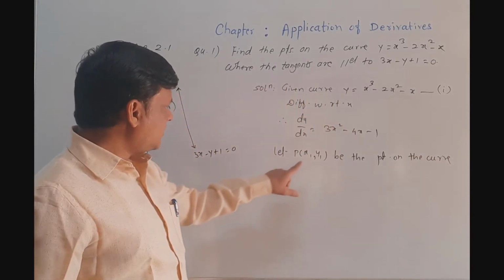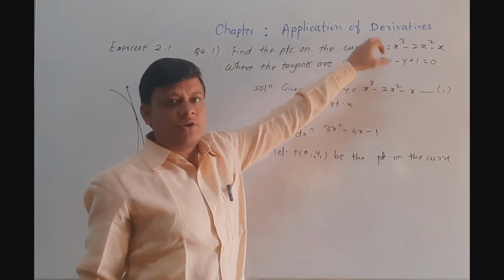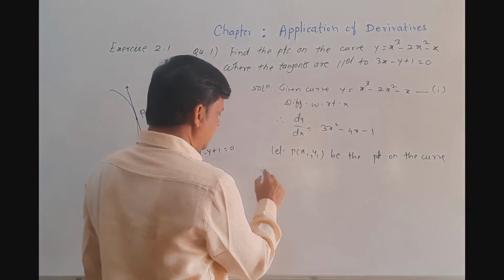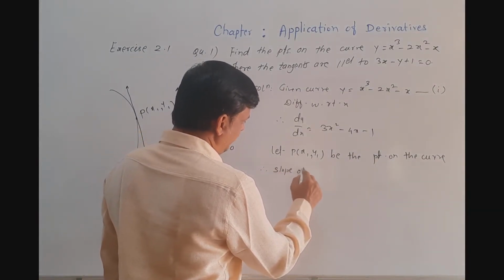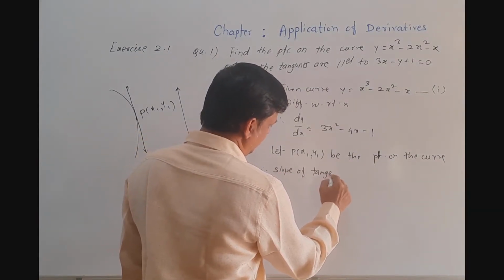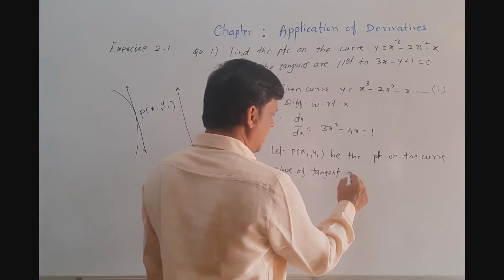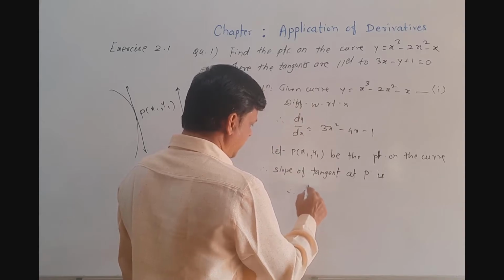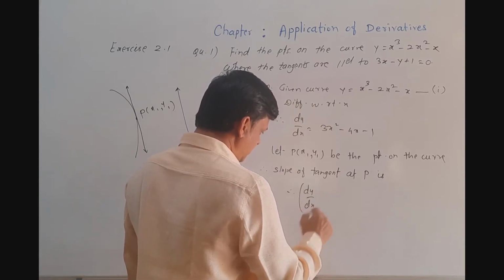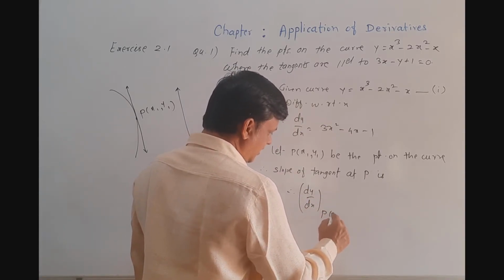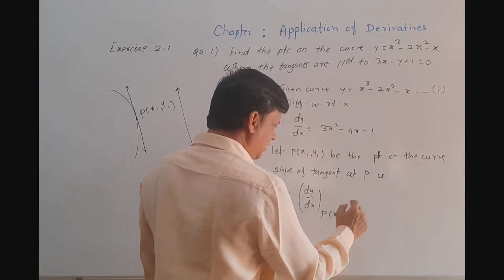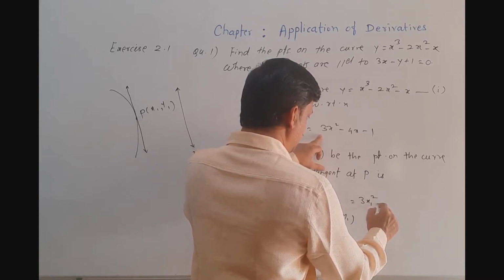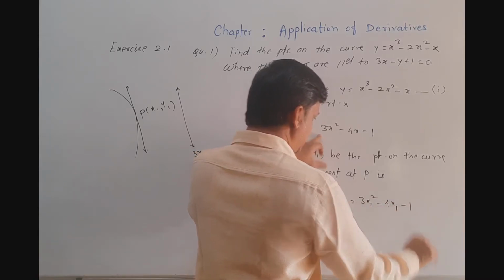So this point must satisfy this equation of curve. So right here, therefore slope of tangent at P is, therefore we write dy by dx at P, that is at (x1, y1), is equal to 3x1 square minus 4x1 minus 1.